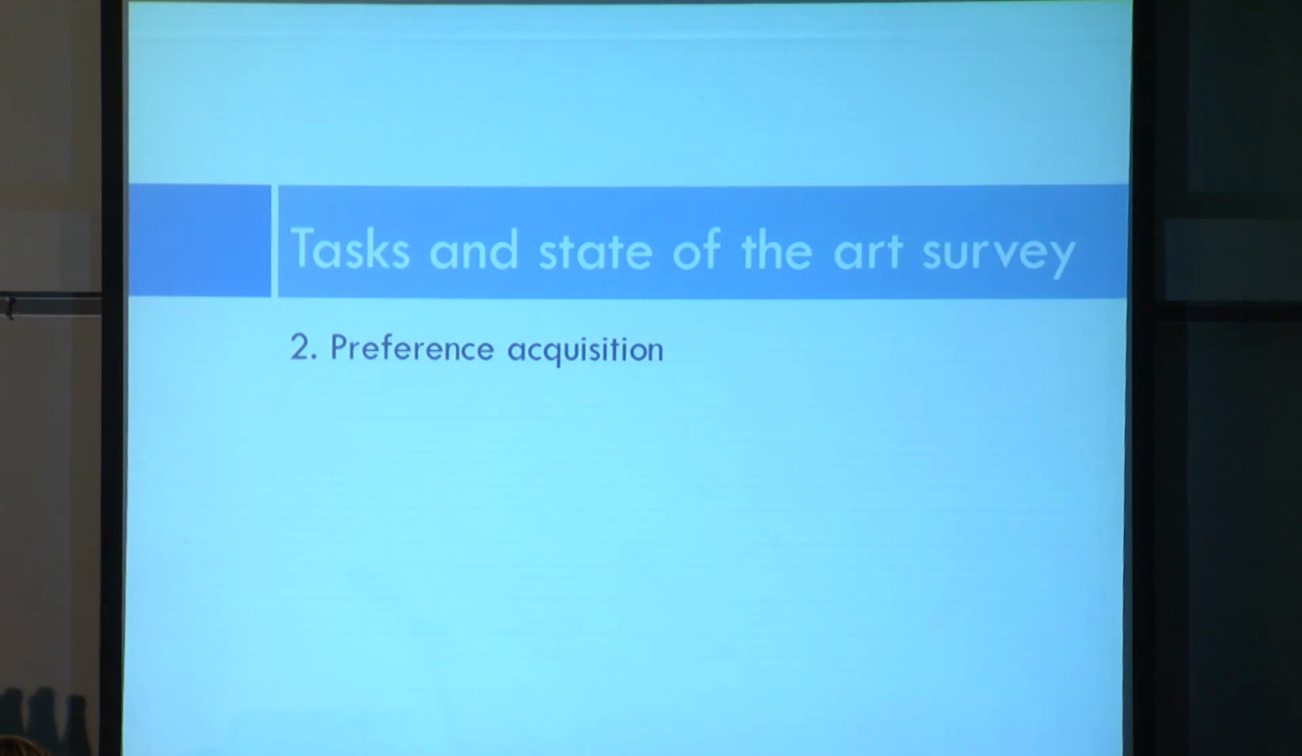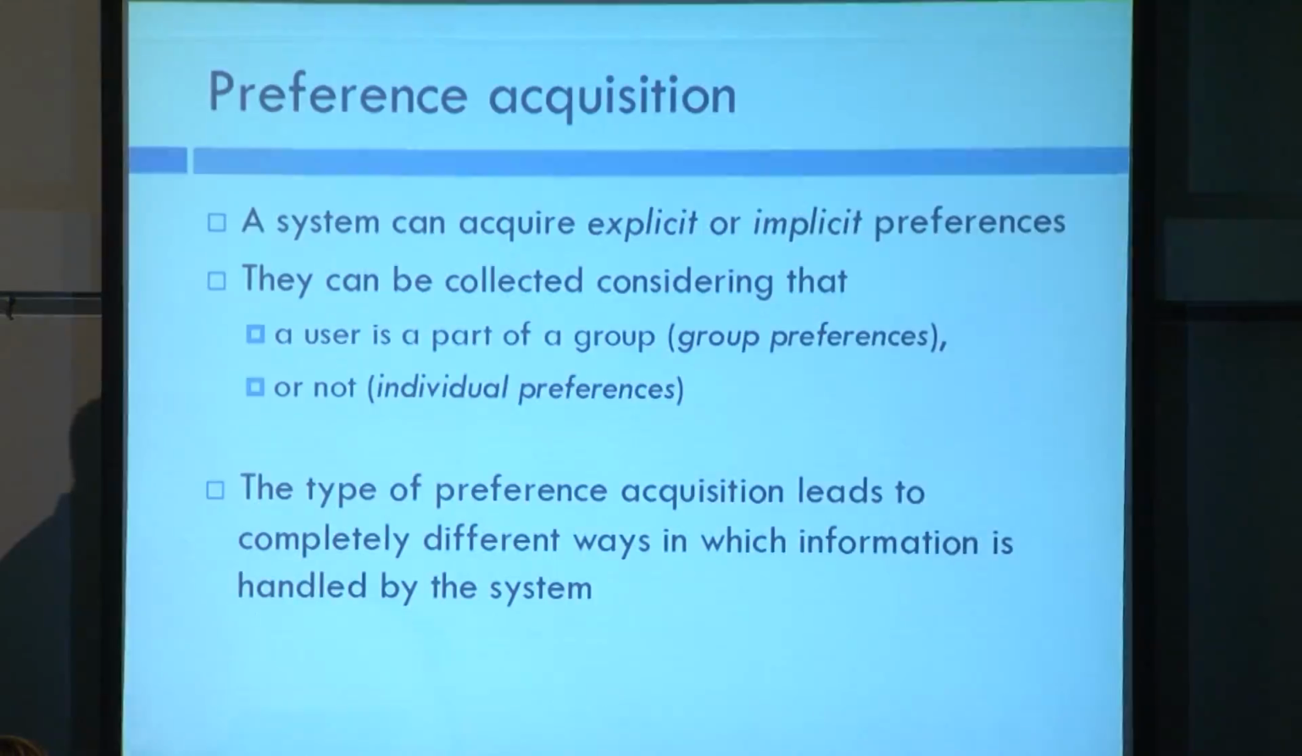Let's consider the fact that, of course, in order to provide recommendations, preferences have to be acquired. A system can acquire explicit or implicit preferences, and these preferences can be collected by considering that a user is a part of a group, so the system might also gather group preferences, or it simply considers individual preferences as a classic recommender system would do.